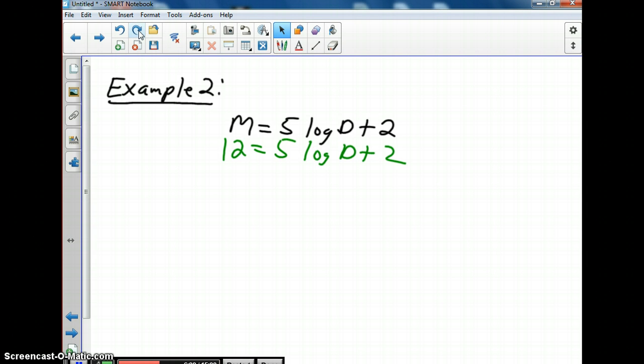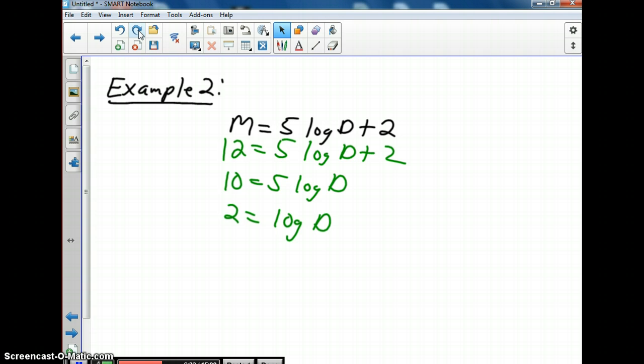Now let's go through the steps. What's the first thing we do to solve for D? Subtract 2, no brainer. So you're going to get 10. Subtract the 2, you get 10. Now what's the next thing you would do to solve for D? Divide by 5. Beautiful. So 10 divided by 5 gives you 2. So there's 2 equals log D.